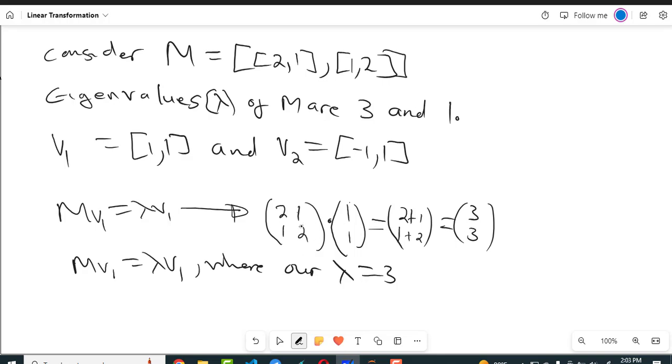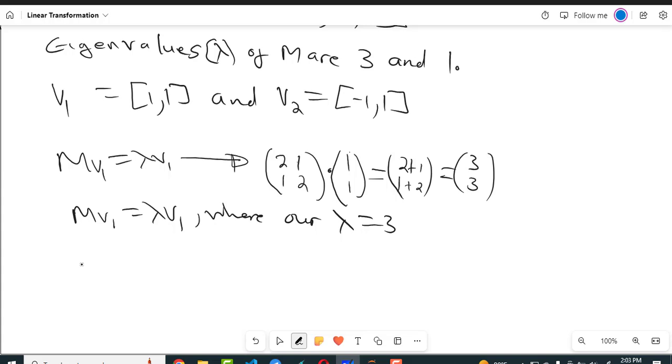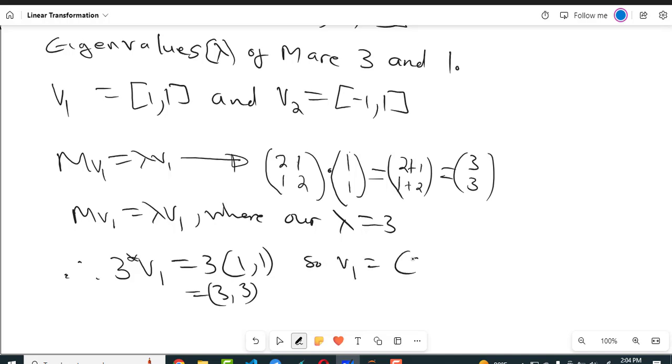So if we put 3 here, then 3 times V1, where V1 is (1, 1), gives us 3 by (1, 1). It means that we are going to get (3, 3). So V1 is equal to (3, 3) all over 3, which gives us back (1, 1).